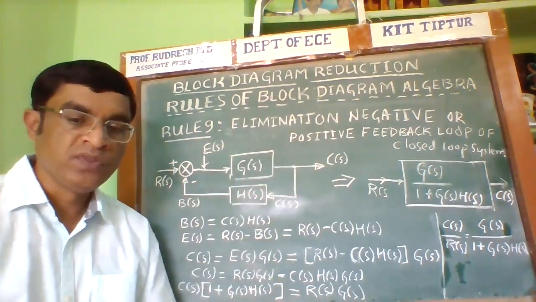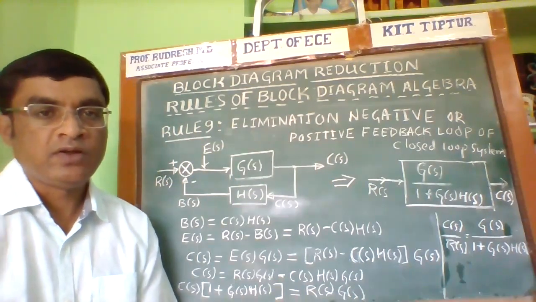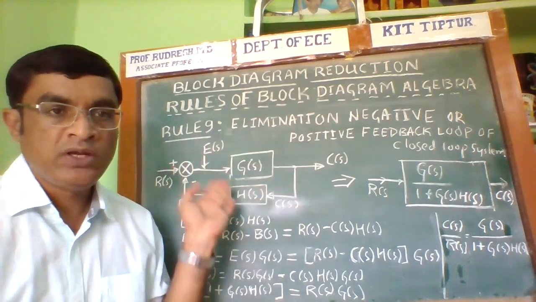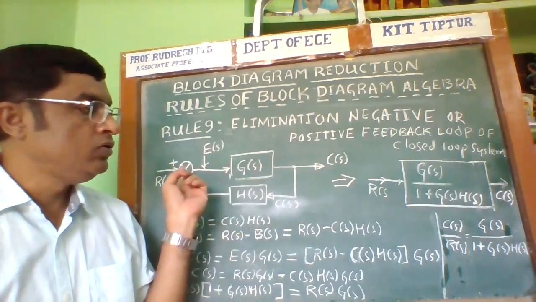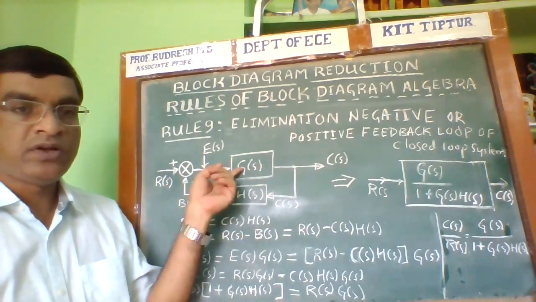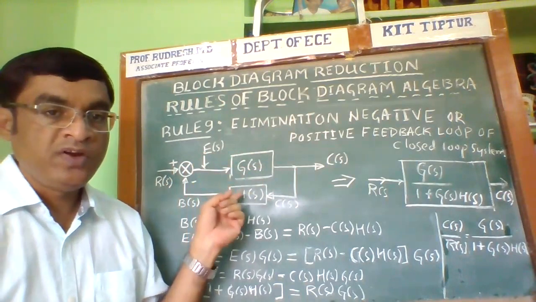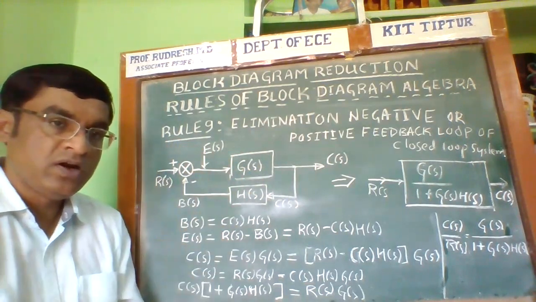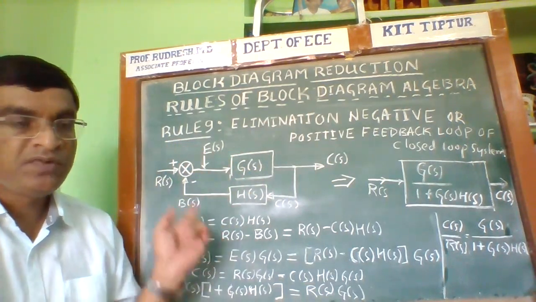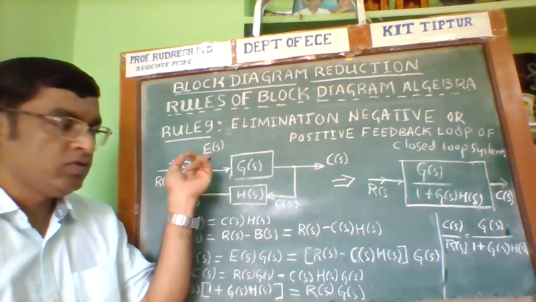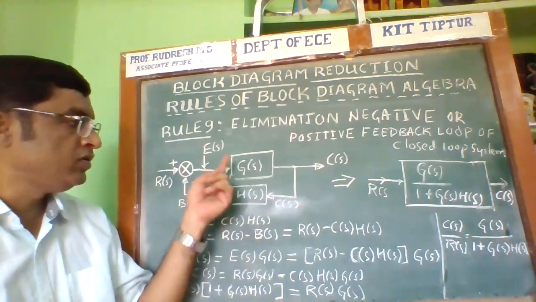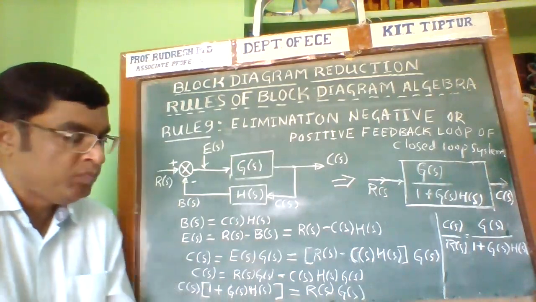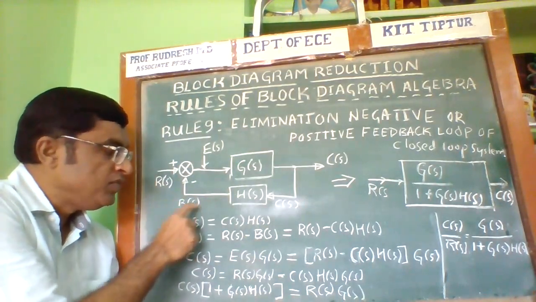Regarding the closed loop system, I have discussed the merits, demerits, advantages, disadvantages and examples in the beginning chapters. Here in the closed loop system, G of S is called the open loop transfer function and H of S is called the feedback transfer function. E of S is called the actuating signal, and B of S is called the feedback signal. You should remember these things.